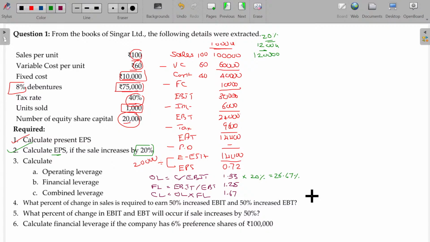That's how we learn, right? The connection between the change in sales and the change in EBIT can be found this way. The percentage change in sales is multiplied with the operating leverage, and that will be the change happening in the EBIT. So you add 26.67 percentage. Come on, tell me. How much? 38,000. Okay, 38,000.